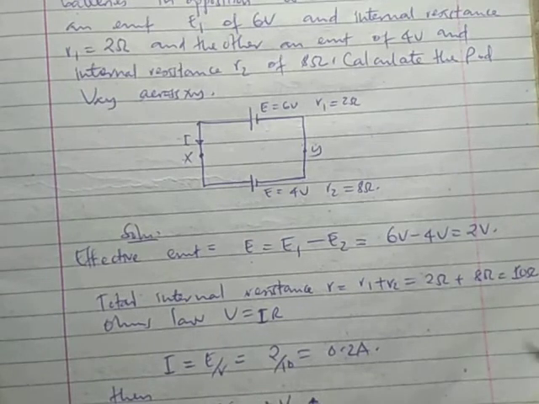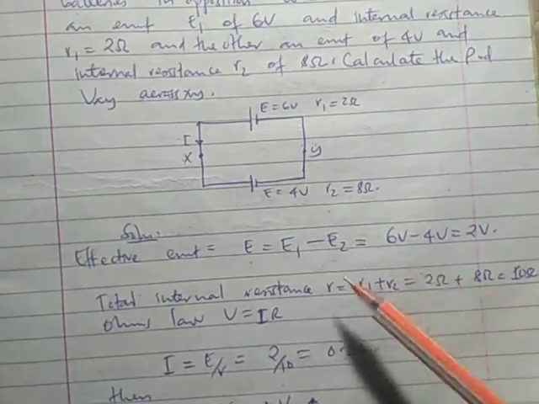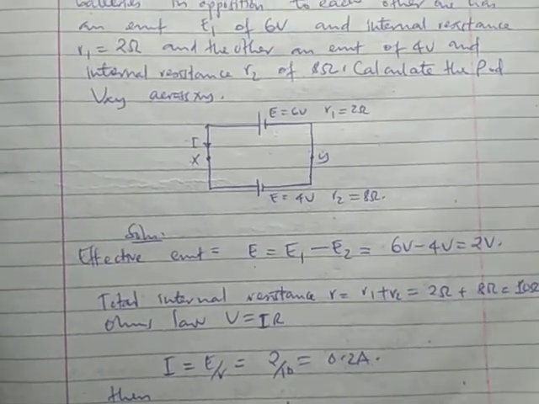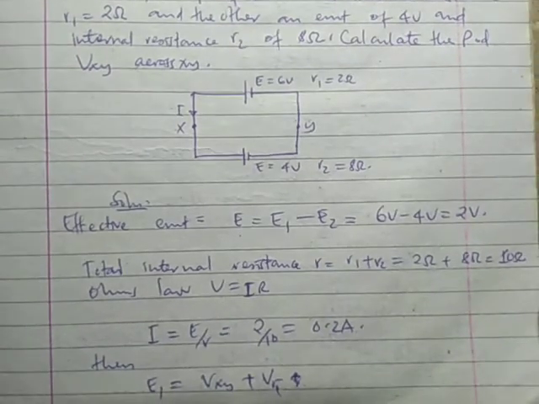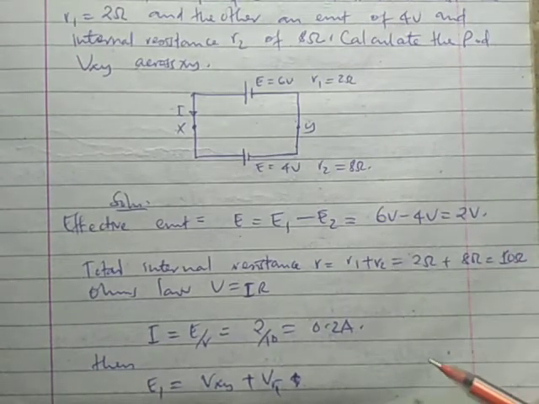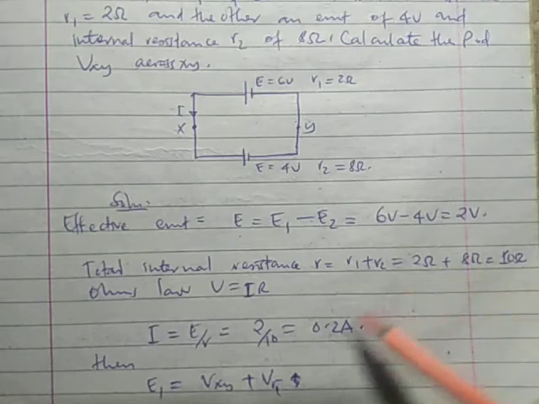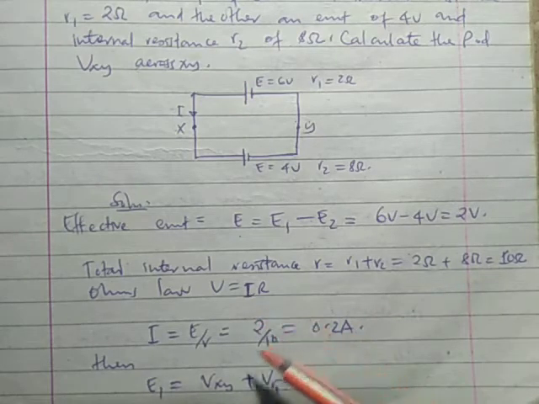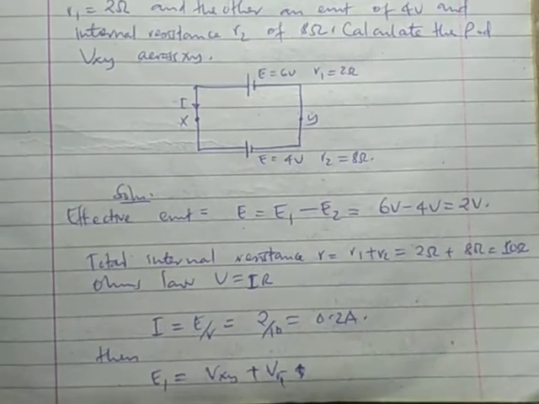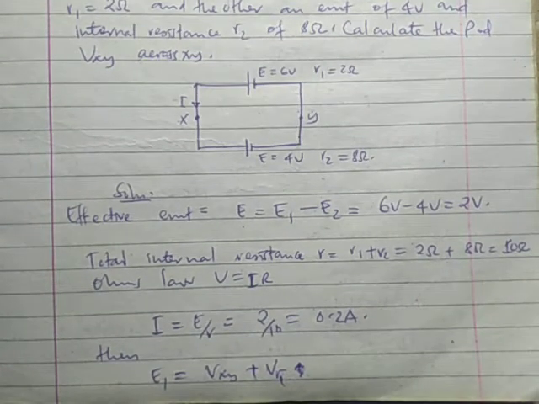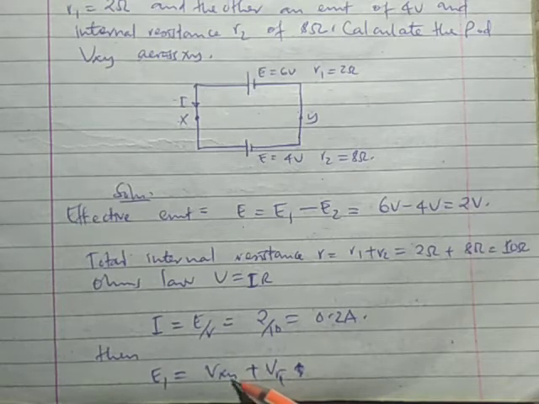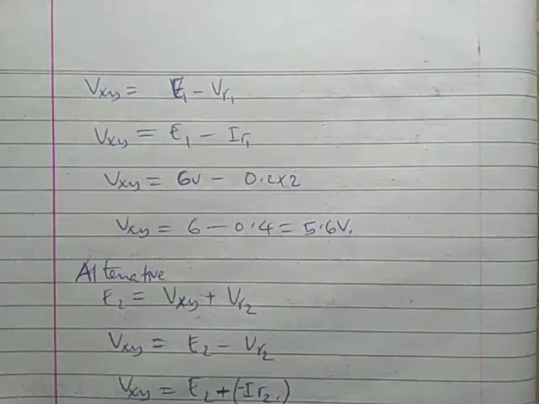But the total internal resistance itakuwa ni, you are just adding, because this arrangement of cells ni kama two resistors in series. So by adding you will get 10, and then finally V is equal to IR. So current I itakuwa 0.2 ampere. So EMF1 itakuwa sawa na voltage XY plus VR1, that is EMF1.